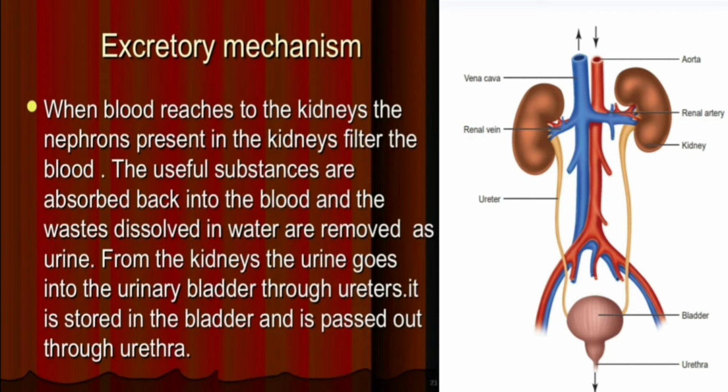Now when the blood passes through, useful substances are absorbed back into the blood, and the waste dissolved in water is removed as urine. From the kidneys, the urine goes into the urinary bladder through the ureters. It is stored in the bladder and then is passed out through the urethra. This is the mechanism of the excretory system.